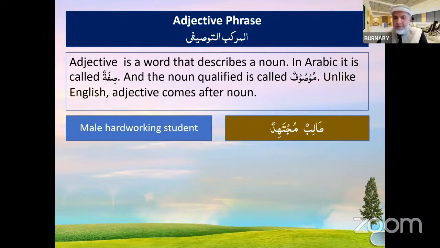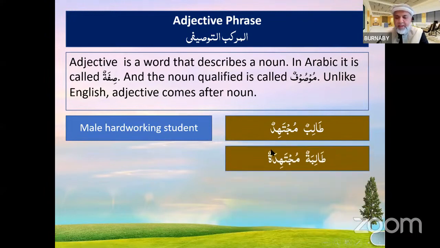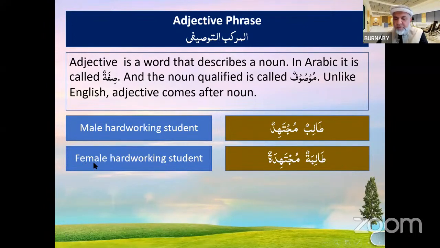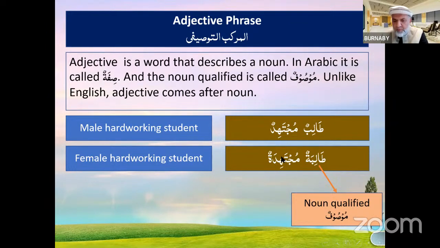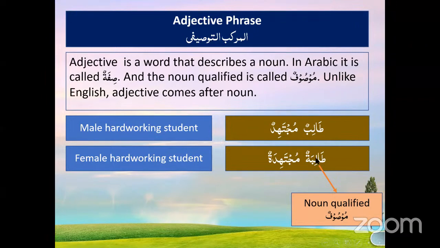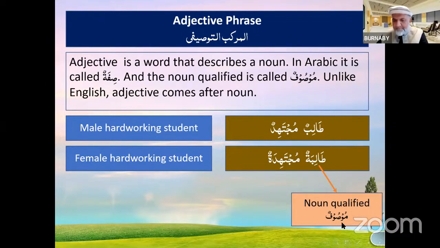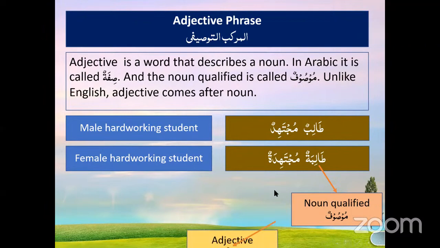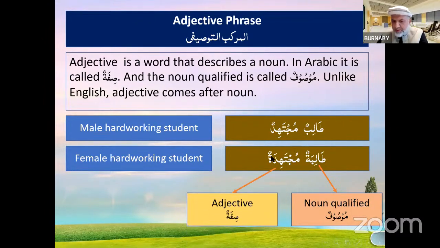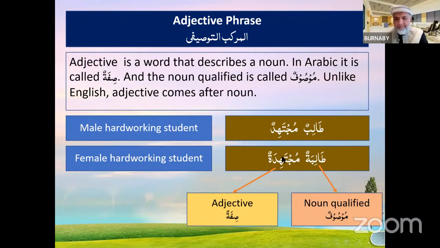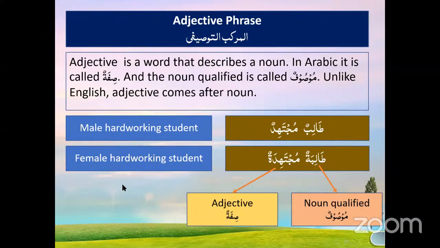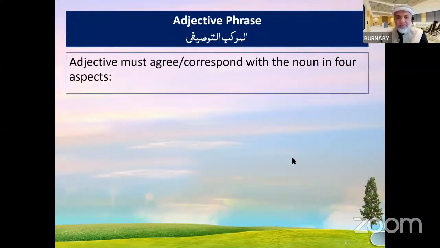Hardworking student. Male or female? Male. Okay. Then talibatun mujtahidatun. Hardworking student. What am I referring to? Female. Okay. This taliba is the mausuf. Is it the quality? Hardworking is the quality of the student. So the taliba and talibun are the mausuf. And what is the sifa? What is the quality? Mujtahidatun or mujtahidun. Because over here it is male, so the quality is male. When the mausuf is female, the quality is female. Making sense? Okay.